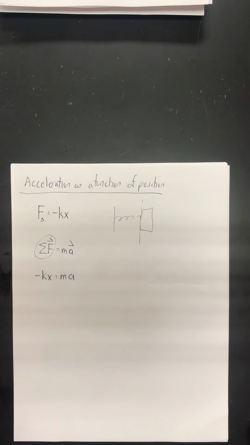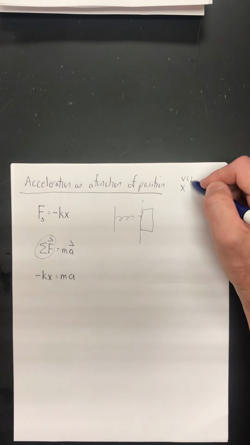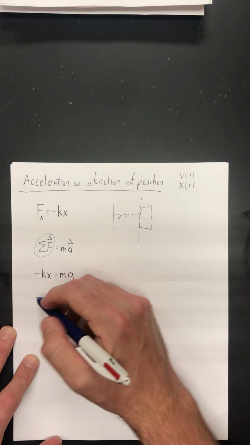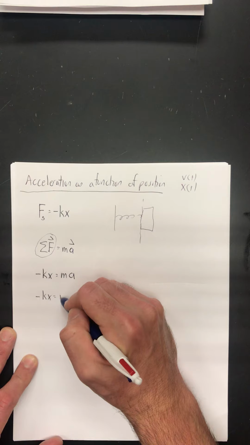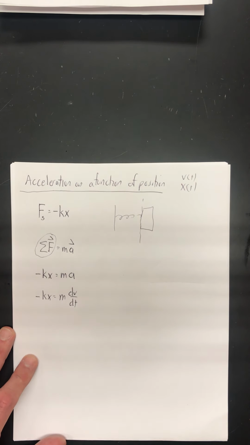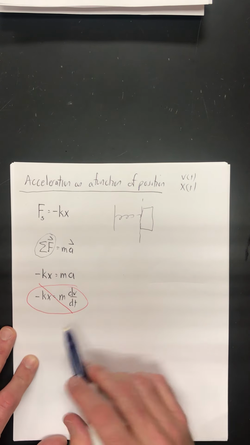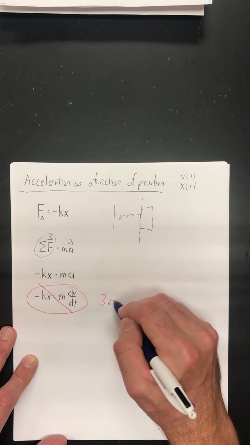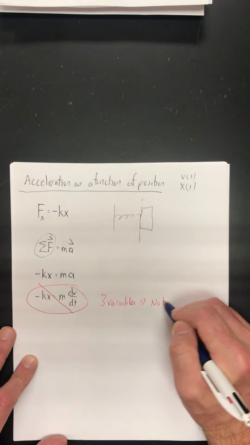So now I've got this expression. Once again, I'm looking for v as a function of t and x as a function of t, and so it seems logical that I would try and do some substitutions here. So negative kx is equal to m dv dt. And we looked at this before and we said, no, no, no, nope, this is no good because what do I have here? I have v's, t's, and x's. I have 3 variables. Okay, 3 variables mean this is not separable.